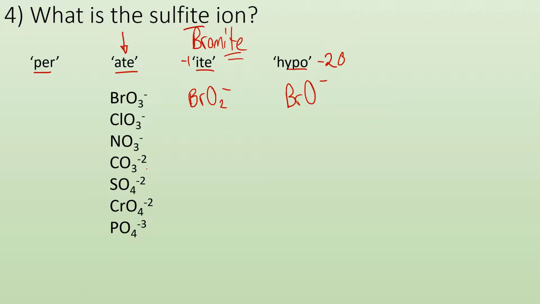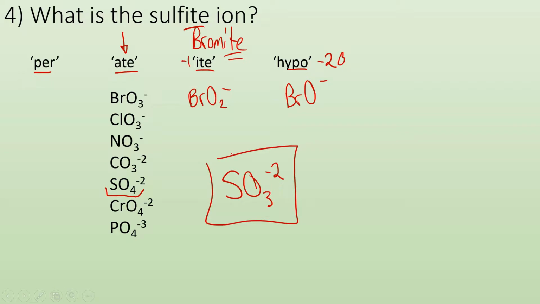So sulfite, well, let me find sulfate. SO4 -2 is sulfate. So sulfite is going to be 1 less oxygen, so SO3 with the same charge. So that is my sulfite ion.